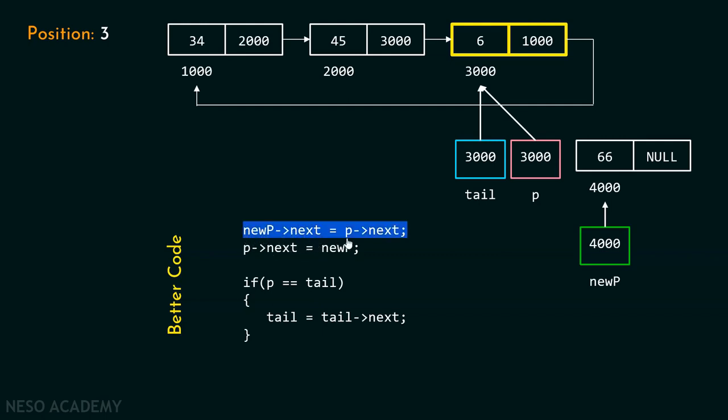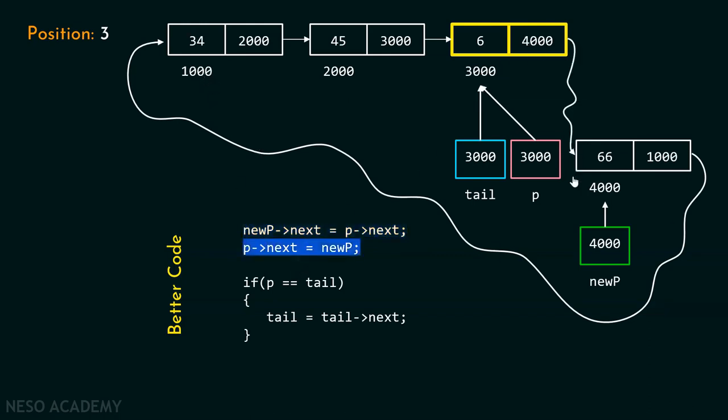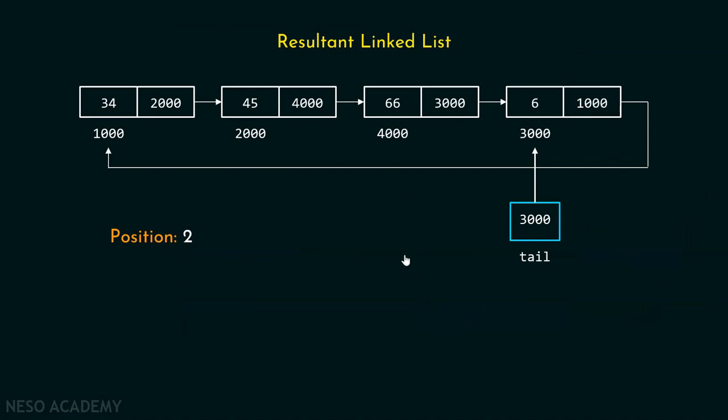First, we will evaluate this line of code, that is new p next equal to p next. That means we will update the next part of this node so that it can point to this node. Then we will update the next part of this node so that it can point to this node. And finally, we will check this condition. Is p equal to tail? You can see over here that p is equal to tail. So we have to update our tail pointer so that it can point to this node. And that's it.